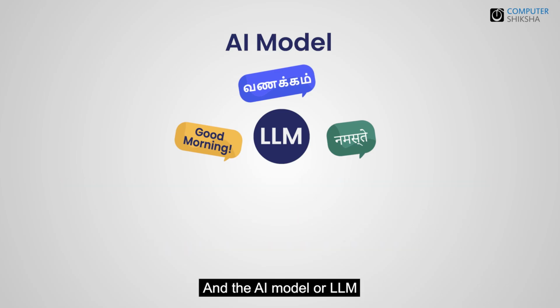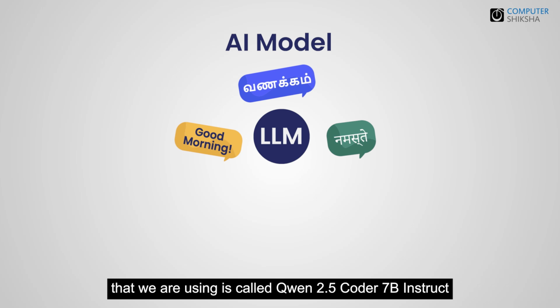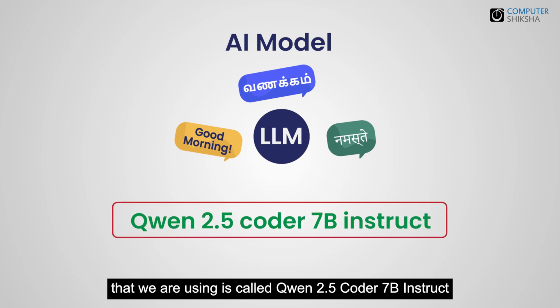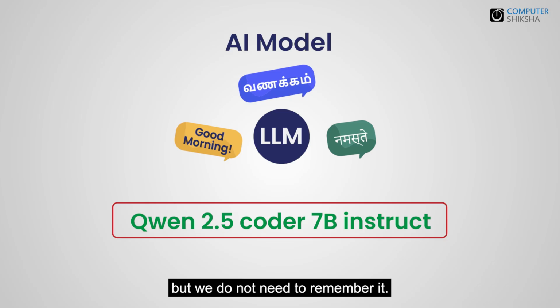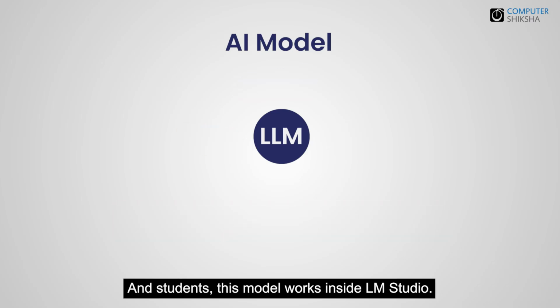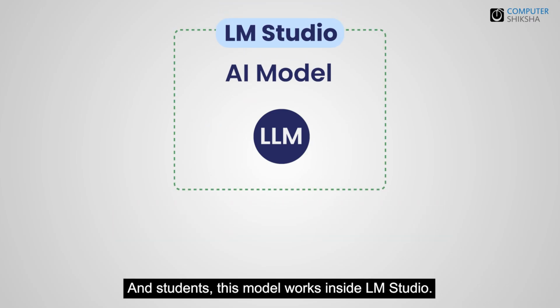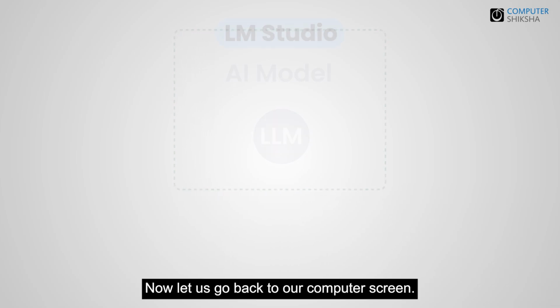And the AI model or LLM that we are using is called Qwen 2.5 Coder 7B Instruct. Now don't worry. Its name may seem a little long, but we do not need to remember it. Just understand that it is a type of LLM that we will use in this course. And students, this model works inside LM Studio. Now let us go back to our computer screen.